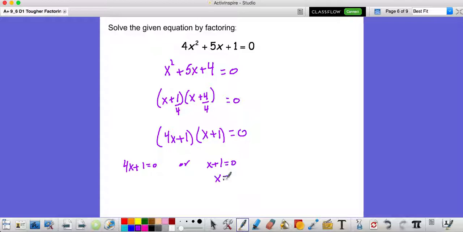This one's easy. It's just x is equal to negative 1. Here you got 4x is equal to negative 1. Divide by 4. X is equal to negative 1/4. If you were to plug in negative 1 or plug in negative 1/4 to this expression, you would get 0 back. All right, that'll wrap it up for 9.6.